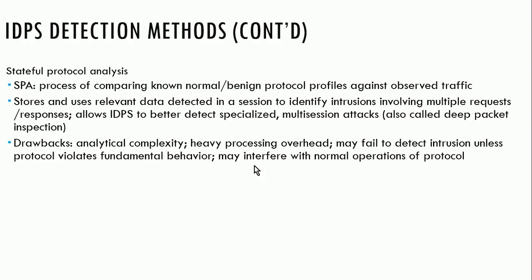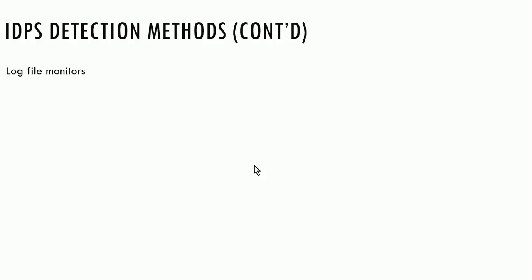I've had that happen when I'm trying to troubleshoot with a web server, and I'm using some tools that are not the web browser, something like Postman or something like that. And an IDS will detect that traffic as being outside the norm and will shut down my access for a while. Another way that IDSs work is by monitoring log files.